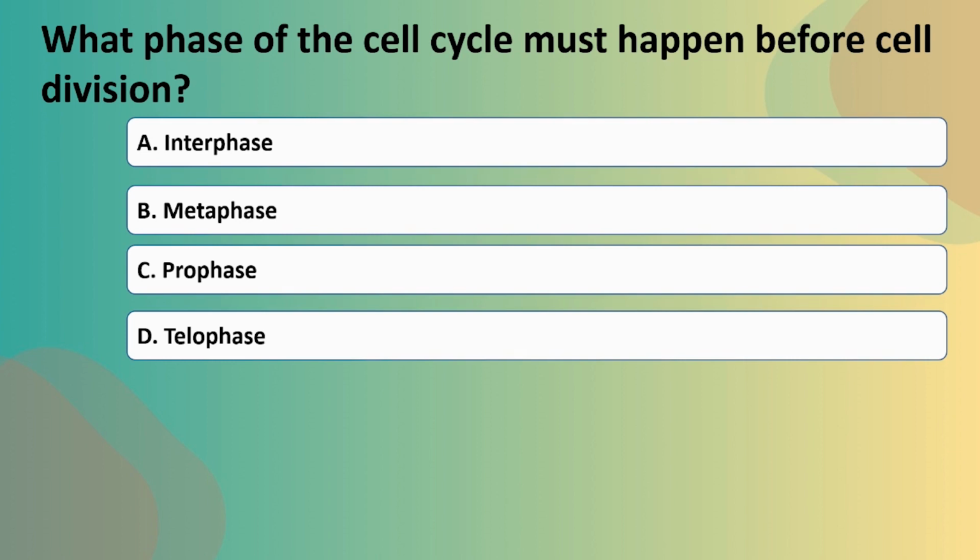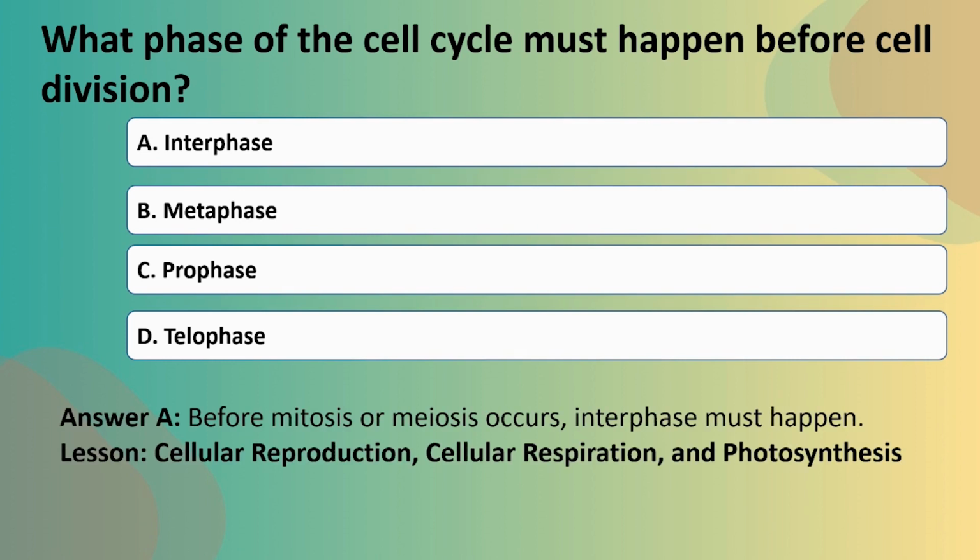So let's recall that the cell cycle is actually a circular process which regulates cell division, and that it can be divided into two major phases, interphase and the mitotic or M phase, which actually includes options B, C, and D: metaphase, prophase, and telophase. So what does that leave us with? Answer option A. And that's because before mitosis or meiosis can occur, interphase must happen.